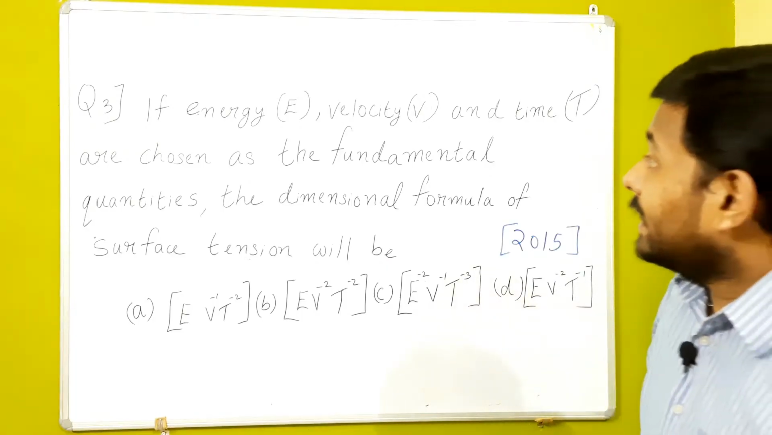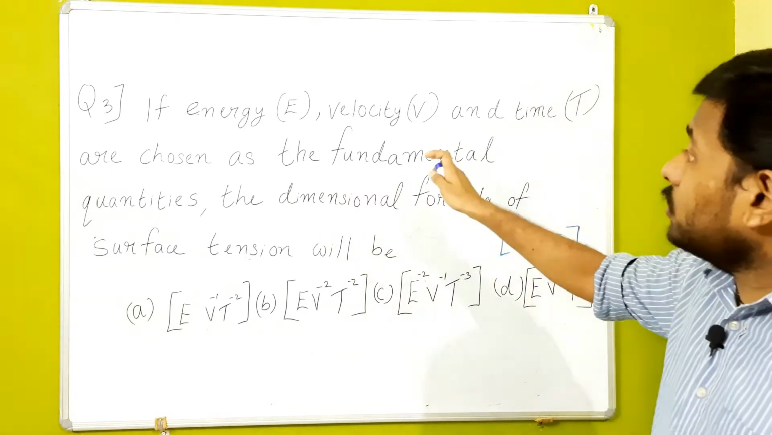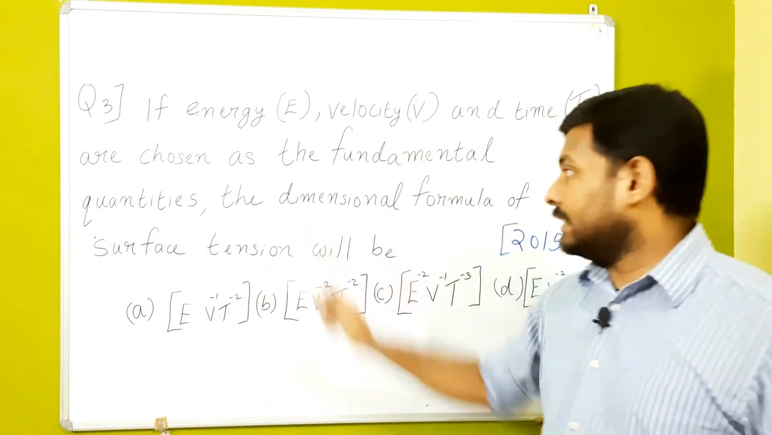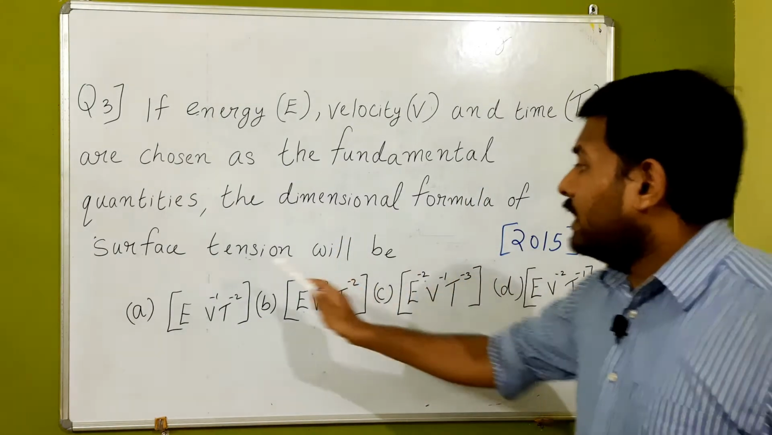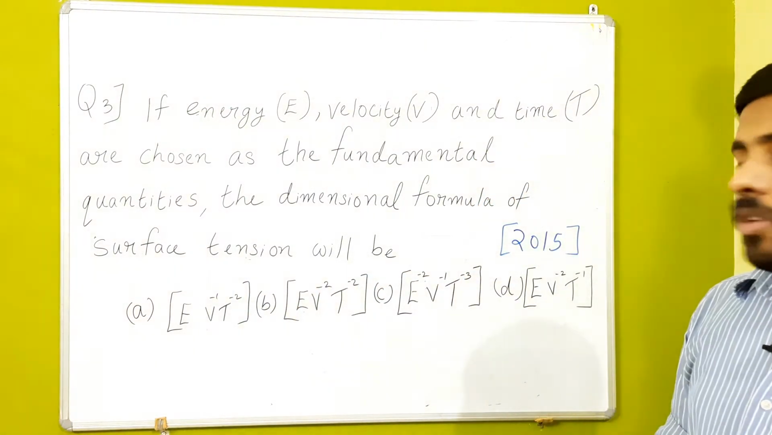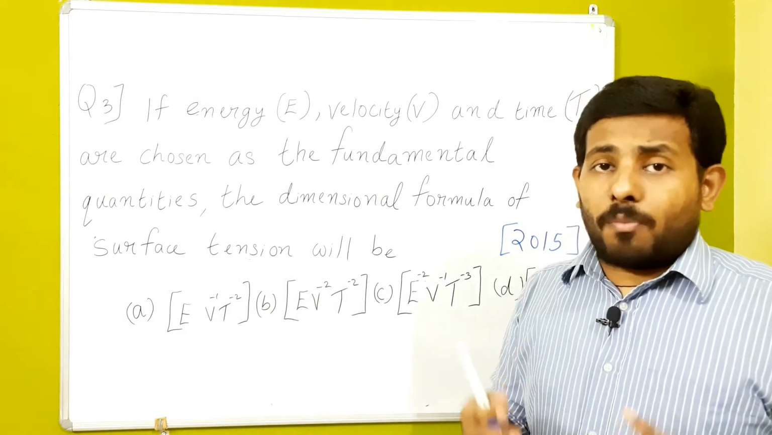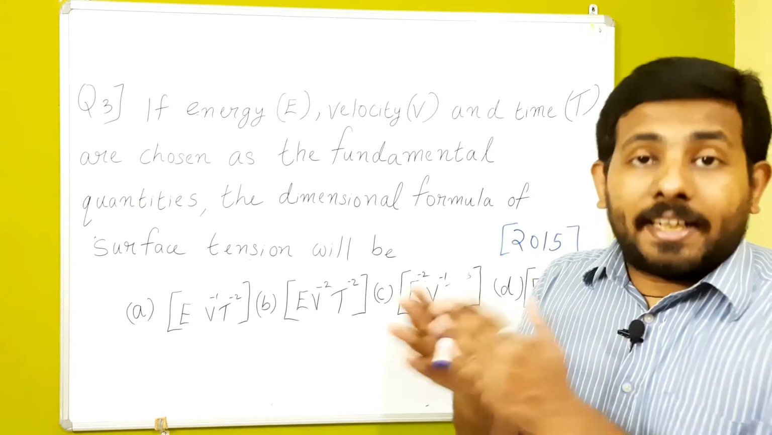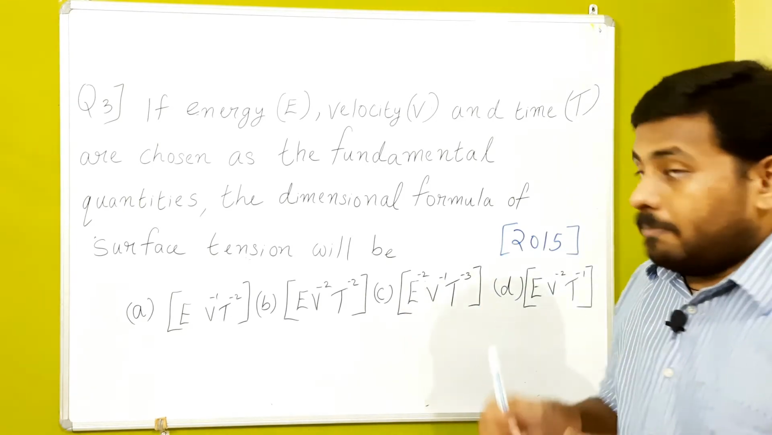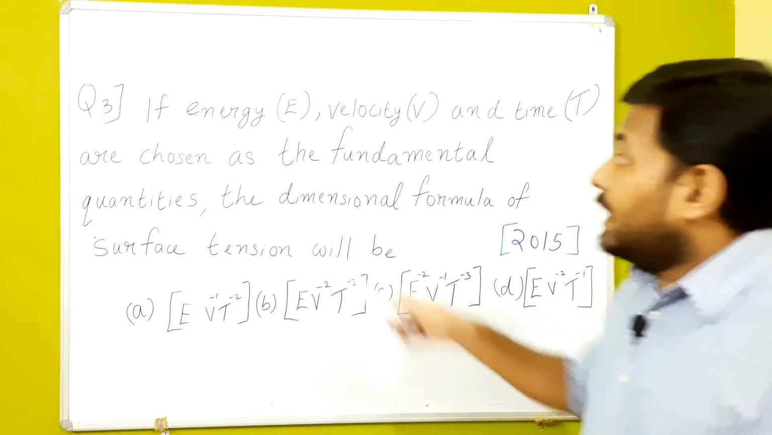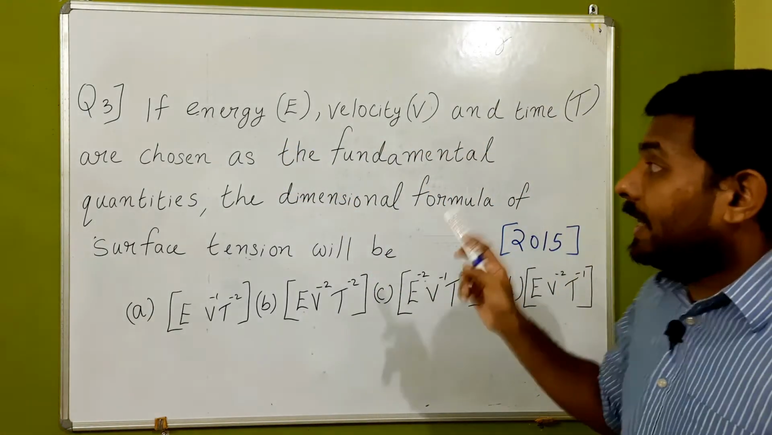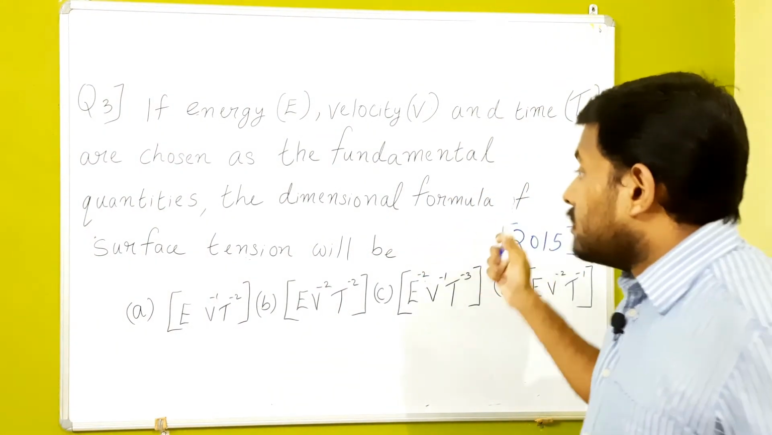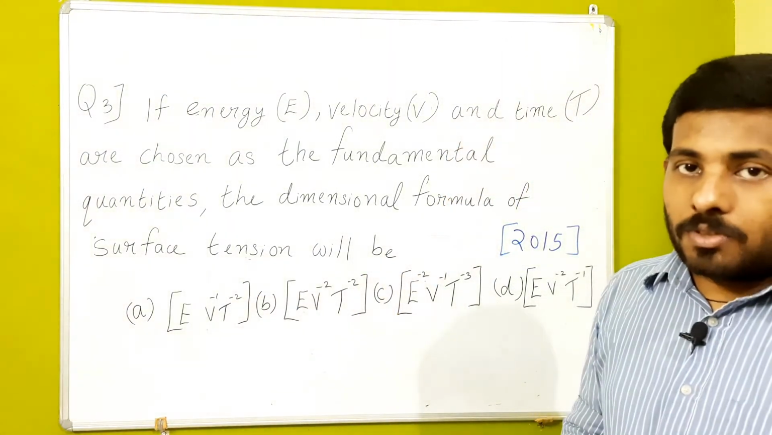So the third question is, if energy E, velocity V and time capital T are chosen as fundamental quantities, the dimensional formula of surface tension will be. So we know how to find the dimensional formula of surface tension, but that is when we have mass, length and time as fundamental quantities. But we are supposing that we have energy, velocity and time as the fundamental quantities. Then what will be the dimensional formula of surface tension? So this is the question.